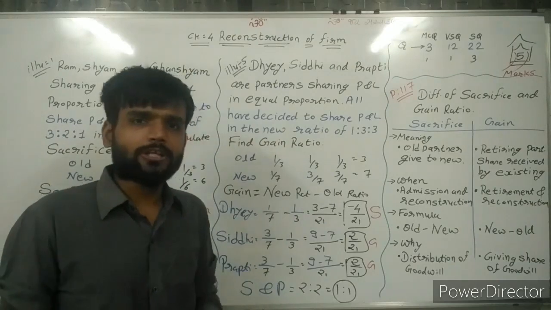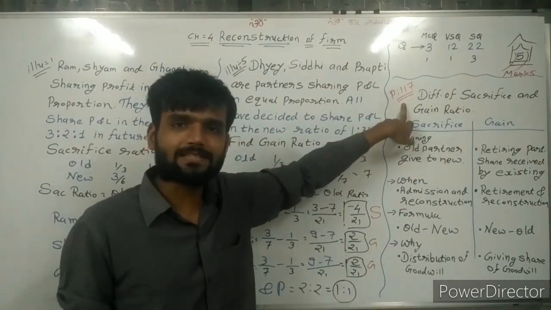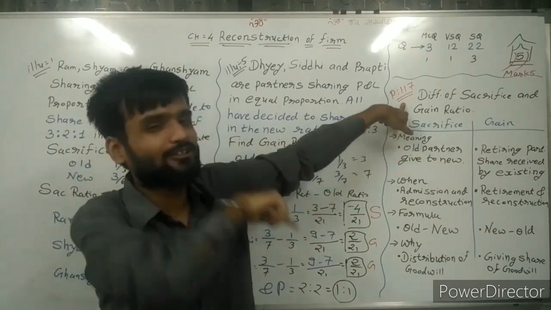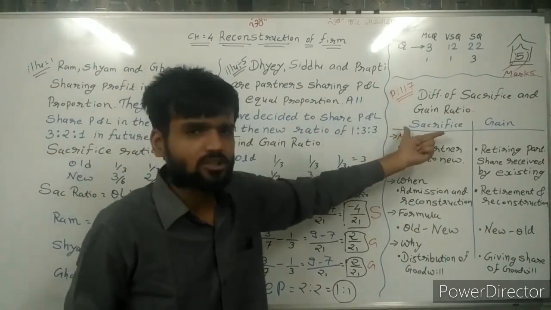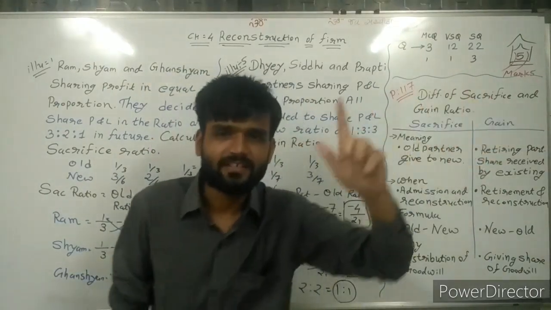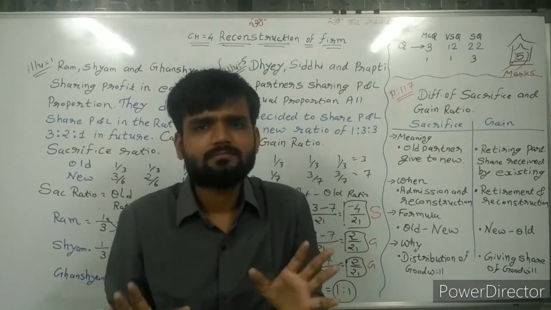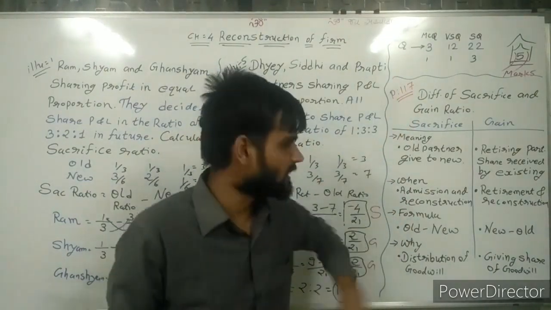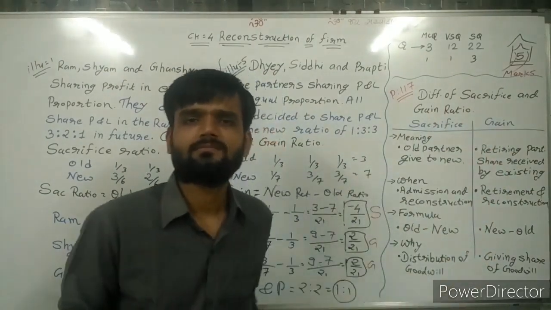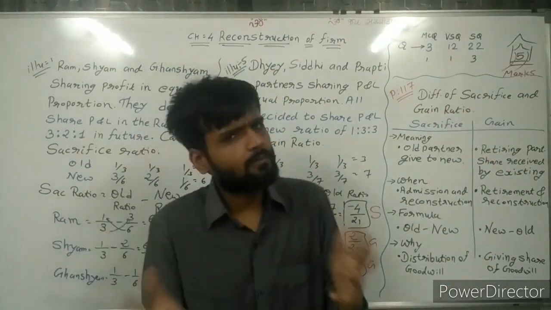Now whatever we are doing, there is one theoretical portion which is given on page number 117 in your textbook. And what is it? Actually, that is the difference between sacrifice and gain ratio. What is the difference between sacrifice and gain? That is given on page number 117 in detail. Here, in short, it is written. And by completing this, the theoretical portion is clear.